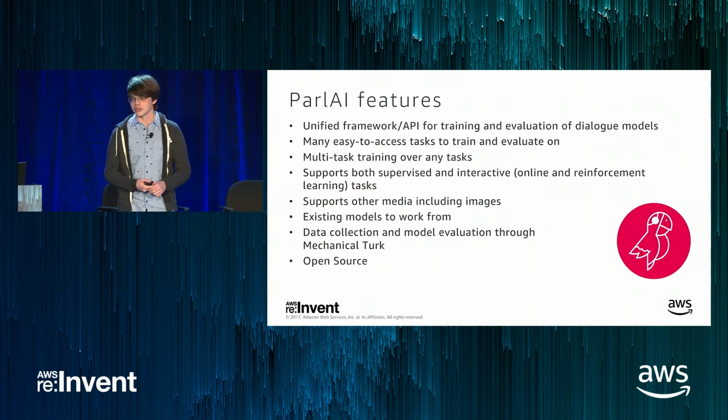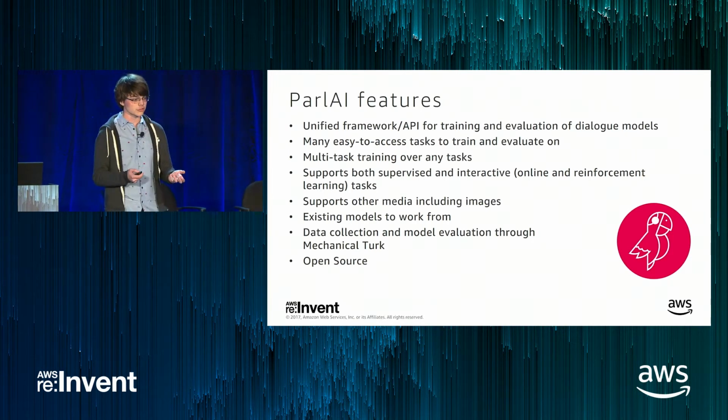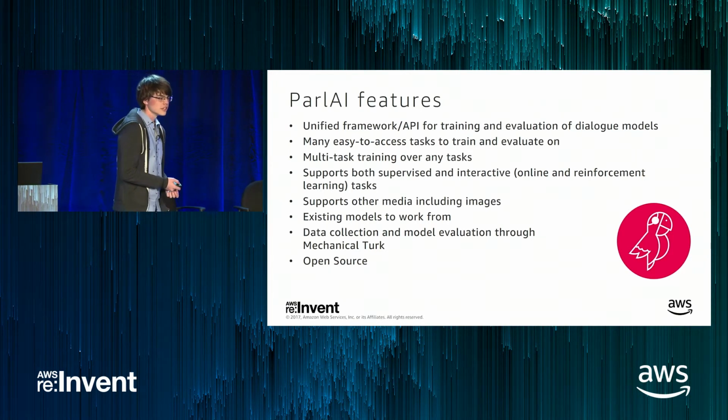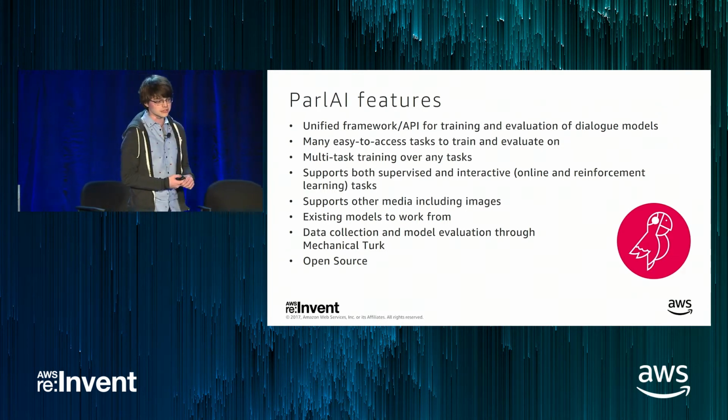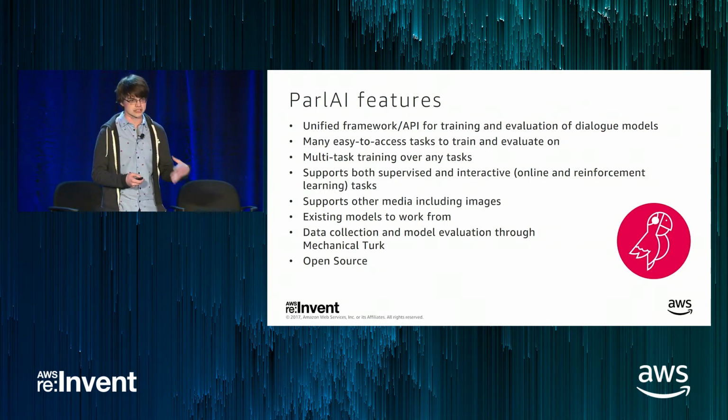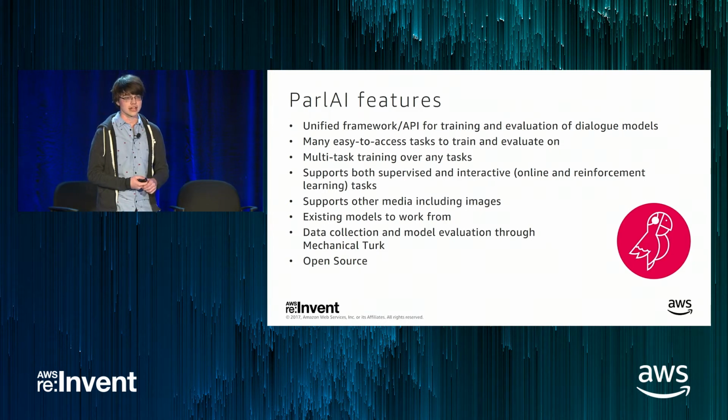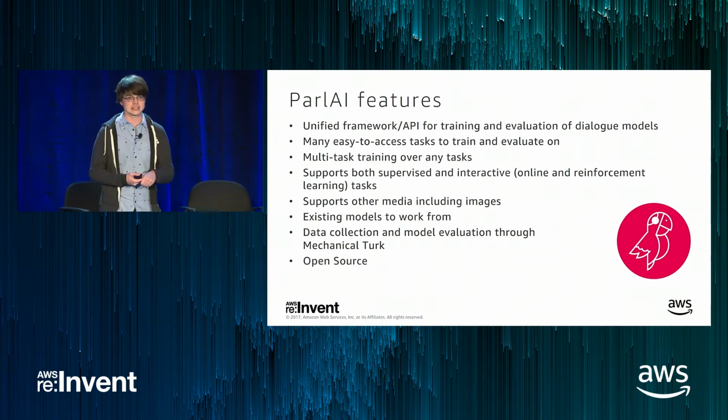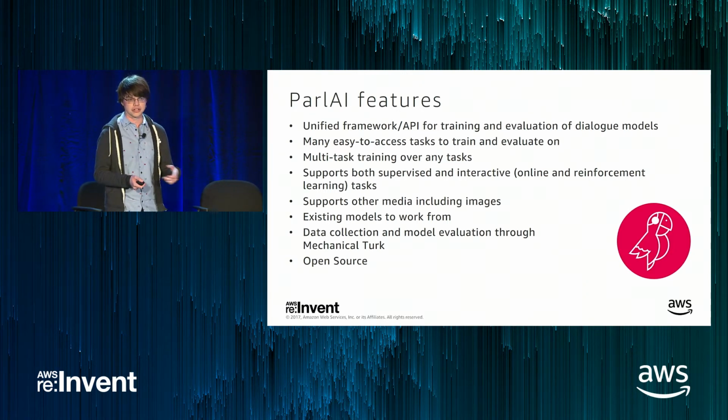As far as where we are with it right now, we have a unified framework for actually testing and training these models. We have a bunch of tasks like chit-chat and question answering and many others that you can train and evaluate using. You're able to train your agent on multiple tasks at the same time without needing to do anything separate. You just queue up which tasks you want it to learn from, and then it can learn.